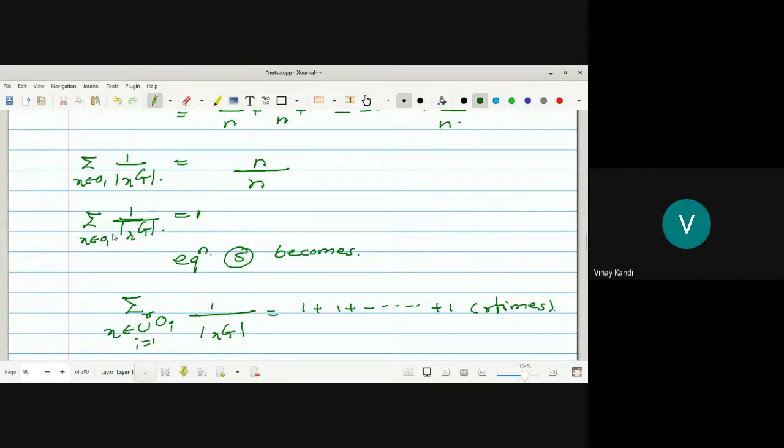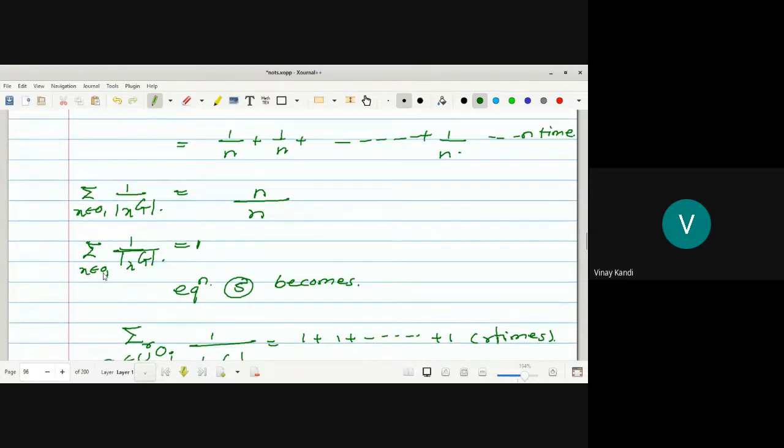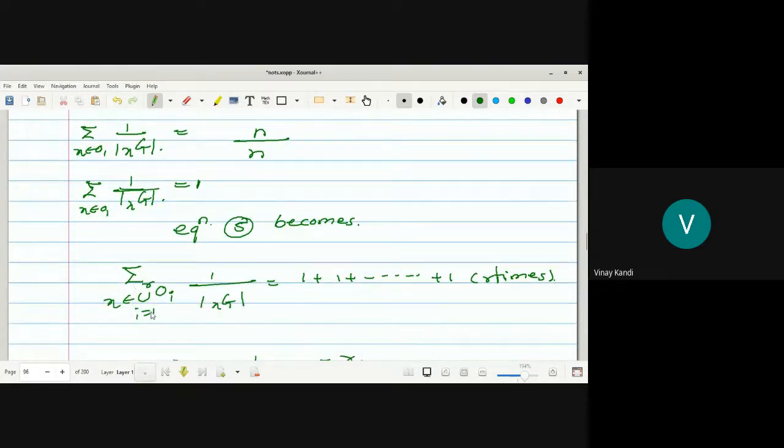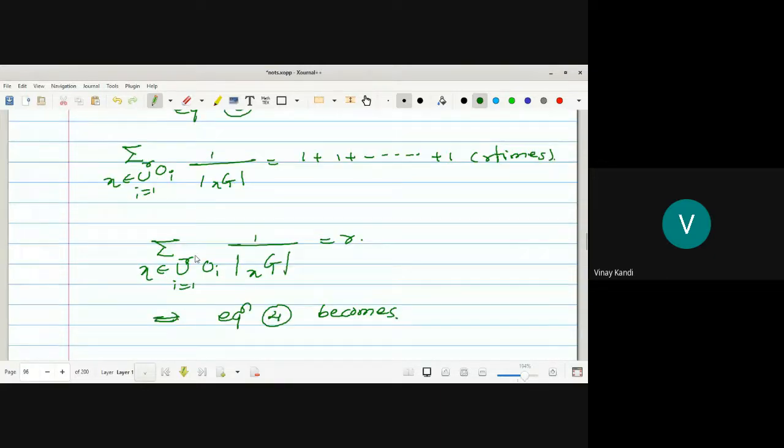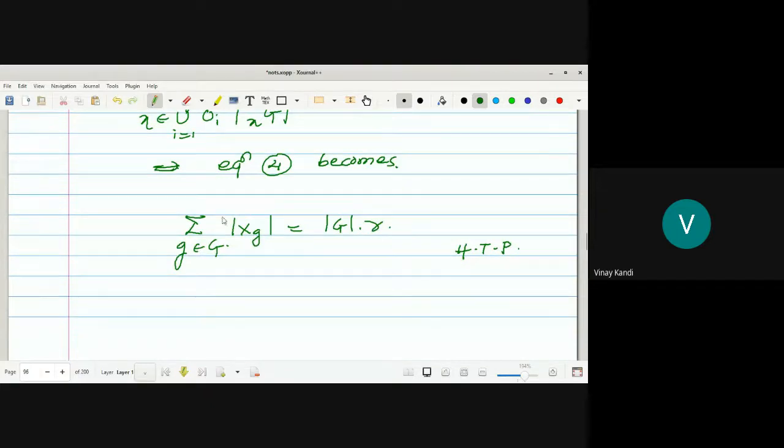So for O1 the value came 1. For O2, similarly 1. And so on, there are r orbits in total. That's why 1 plus 1 plus 1 up to r times. Hence we get the value of this one is r. Hence from equation 4 we get the result. Okay, any doubt?